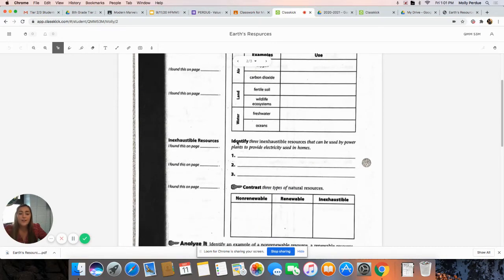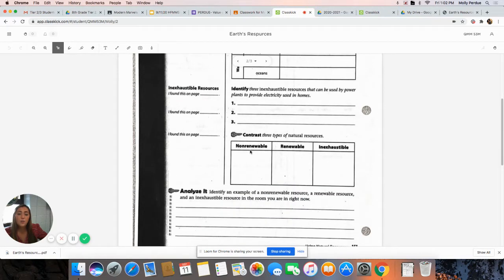Next, we're going to identify 3 inexhaustible resources. So inexhaustible means non-renewable or renewable pretty much, right? So inexhaustible means that we will always have enough of it. We will always have enough to continue to use it. So we're looking at those renewable resources. So 3 inexhaustible resources that can be used by power plants to provide electricity used in homes.